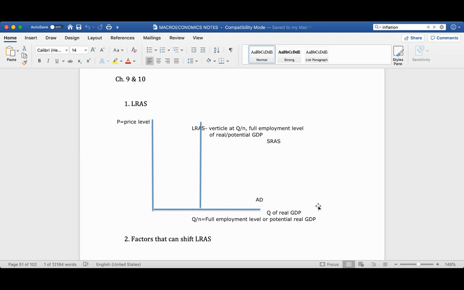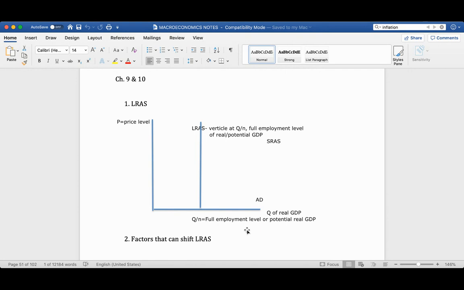So when we say potential real GDP, that means that at this point, that is where all of our resources are used well and wisely. So full employment does not necessarily only mean labor. It means full employment of all of our resources. So that would mean that when you drive by a strip center, you're not going to be seeing empty shops. You're not going to be seeing a bunch of for lease signs. Everything will be full. Everything will be used.